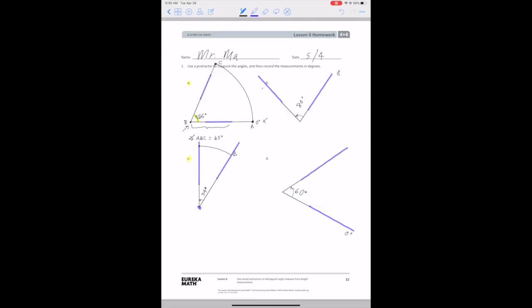Okay, so all right, here are the answers for these problems from lesson 6. Feel free to pause your YouTube video as needed.